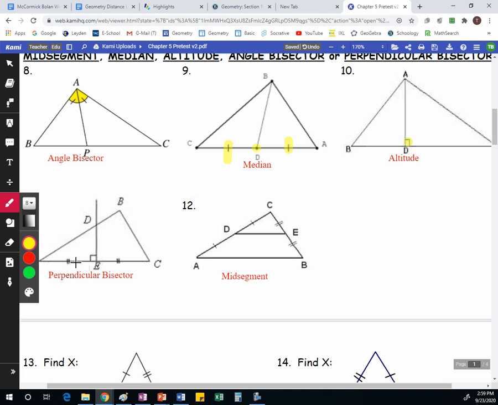Finally, number 12, I always think the mid-segment's the easiest one because we break our triangle up into 2 triangles that are the same shape, one little one up here and then a big one, and basically that little one's going through the middle of the triangle, so it always comes up with mid-segment.